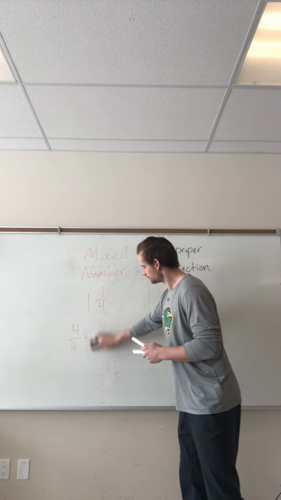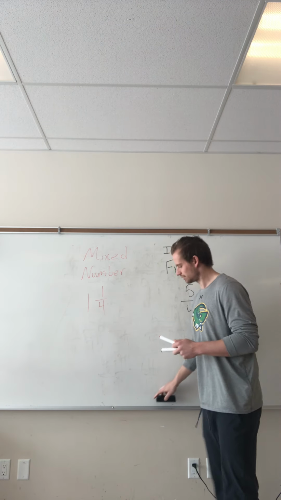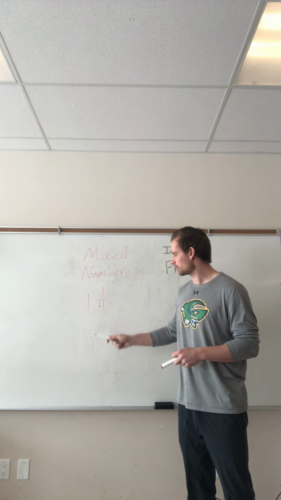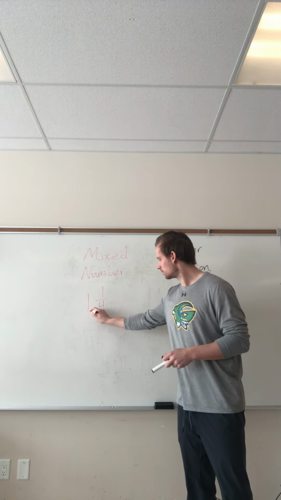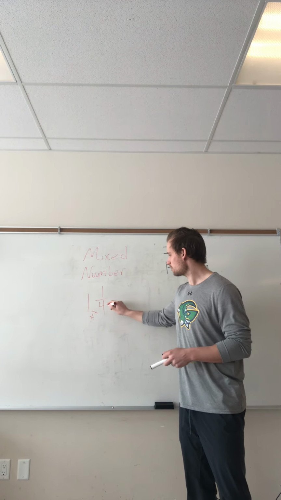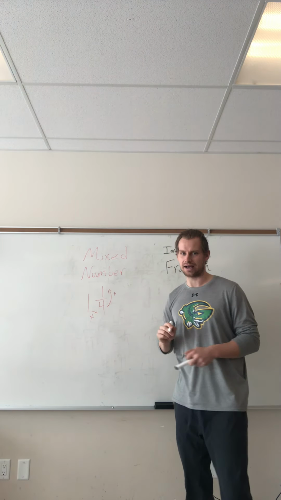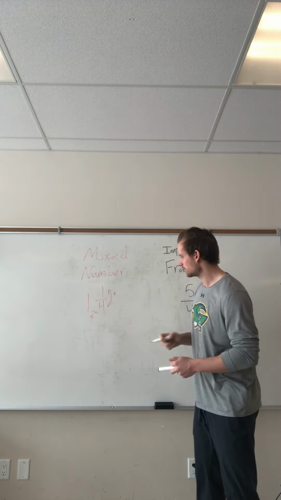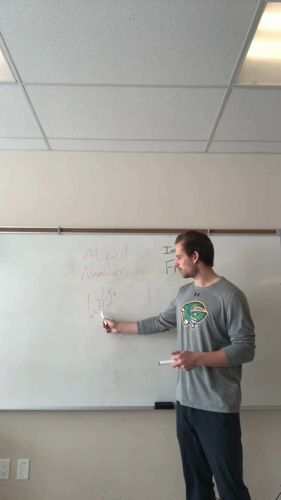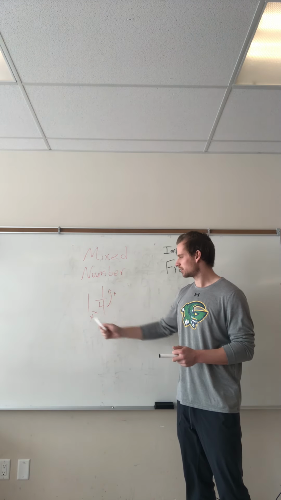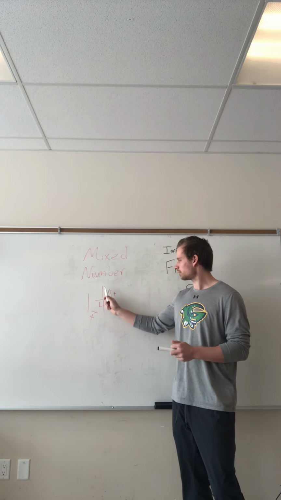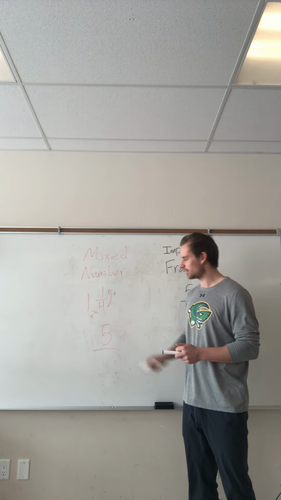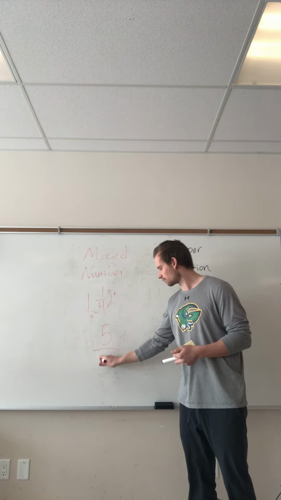Okay, the second way. This way is kind of the way we've talked about before. It's usually a little bit quicker. We're going to take our whole number, multiply it by our denominator, and then take our top number and add that. So what we are doing is creating a numerator, a top number. To do that, take your whole number, multiply it by your bottom, and add your top. So 1 times 4 is 4, plus 1 is 5. So my numerator is 5. My denominator stays the same as 4.